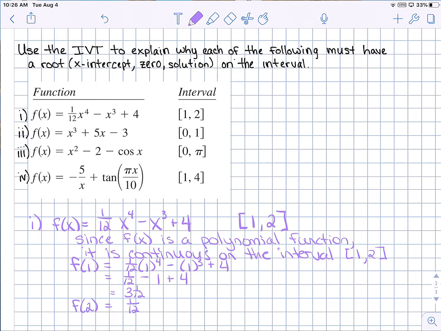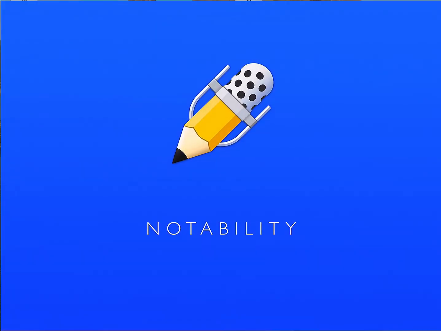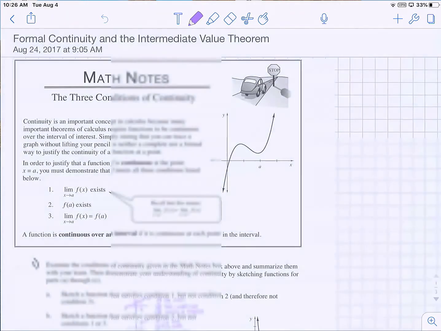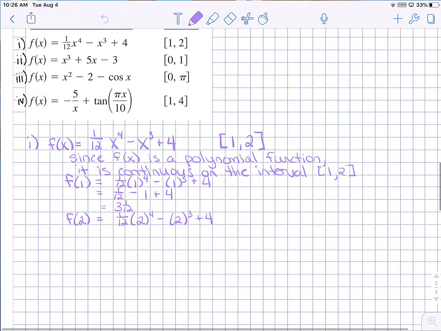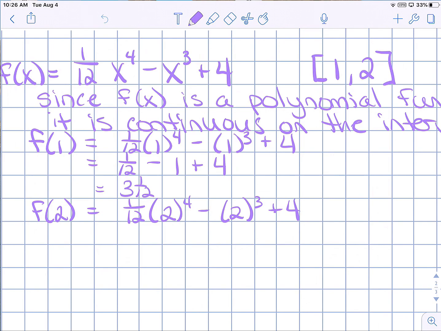So we've got 1/12 times 2 to the 4th minus 2 to the 3rd plus 4. Let's see, 2 to the 4th is, oh, Notability just froze up again. Hold on. So 2 to the 4th, sorry, here we go. 2 times 2 is 4, times 2 is 8, times 2 is 16. So we get 16/12. 2 to the 3rd is 8, plus 4. So I can do minus 8 plus 4, first of all. That's minus 4. 16/12 reduces to 4/3. If I do minus 4 plus 4/3, I'll get minus 2 and 2/3.